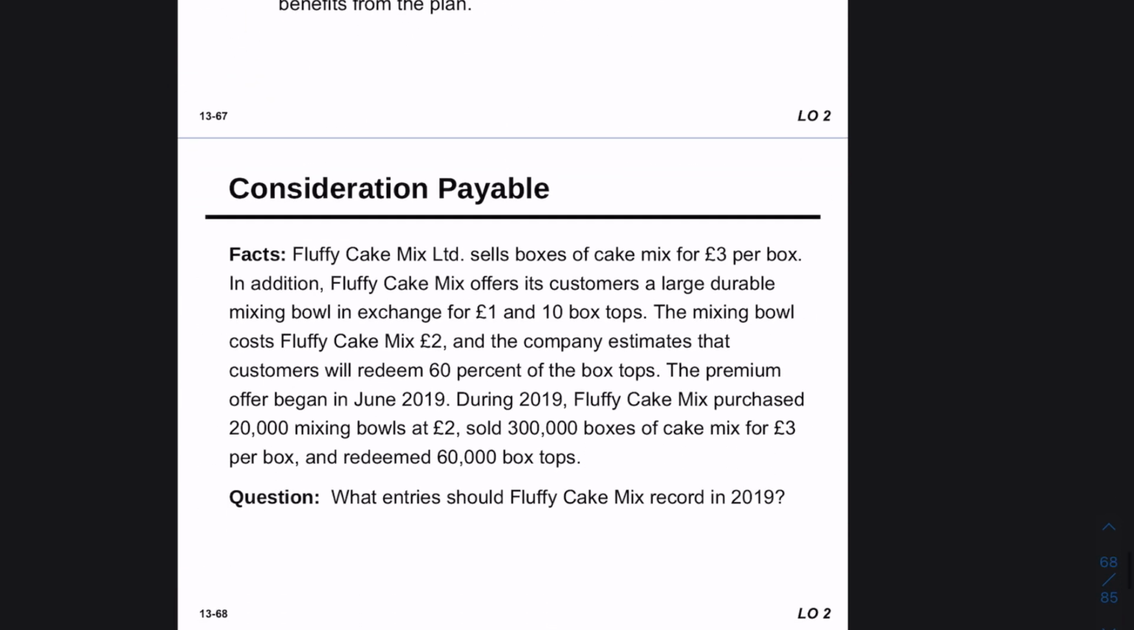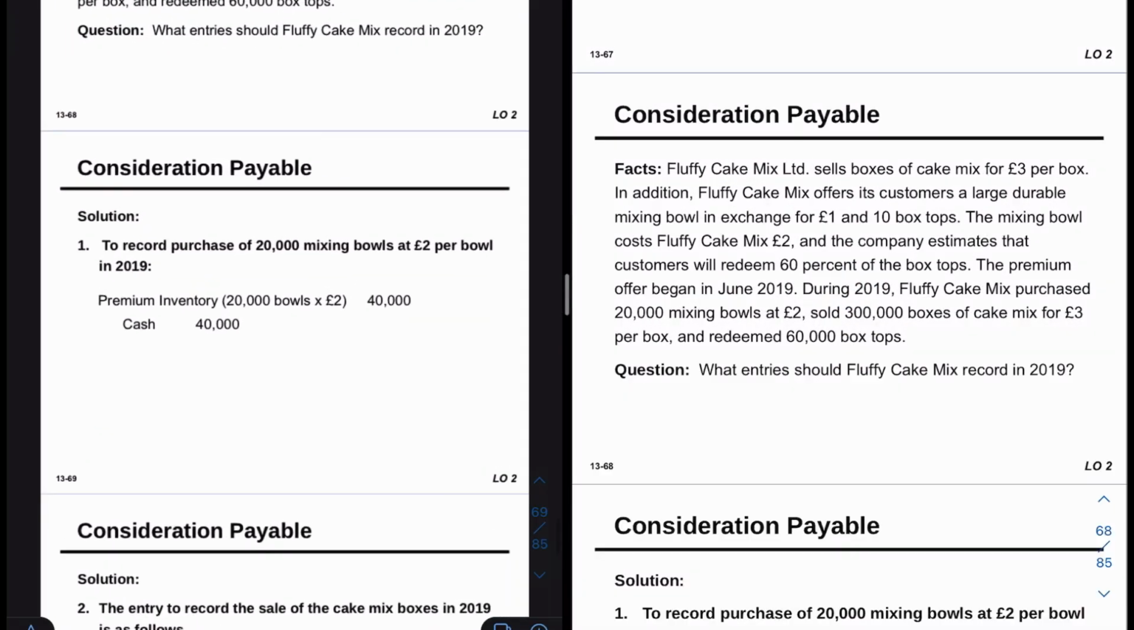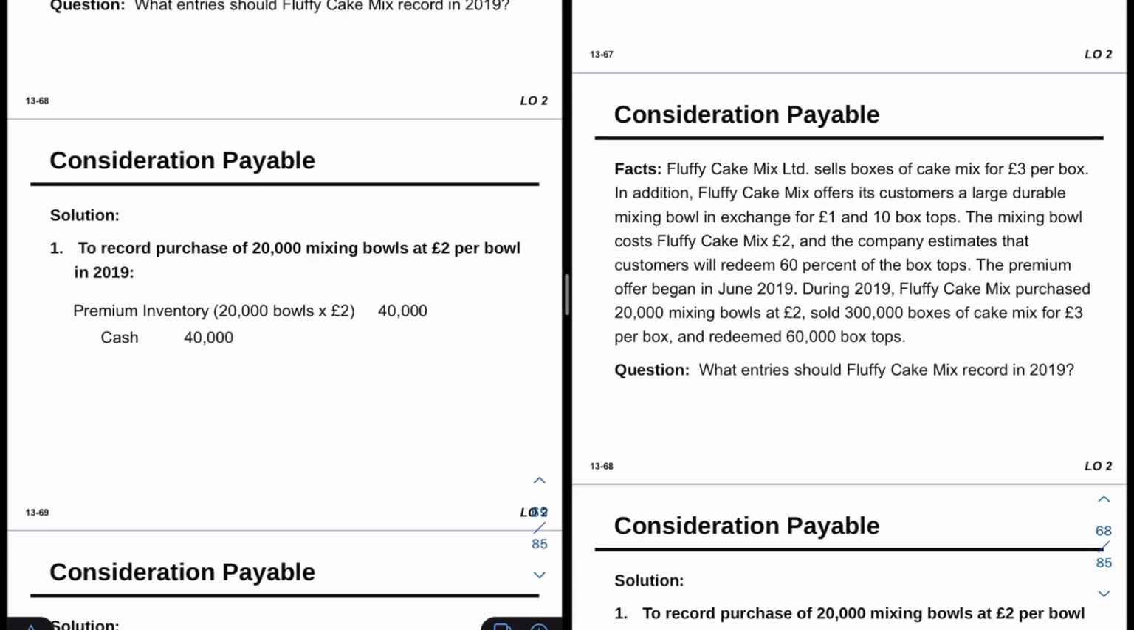So here we'll have an example of consideration payable. Fluffy Cake Mix sells boxes of cake mix for €3. In addition, Fluffy Cake Mix offers customers a large durable mixing bowl in exchange for €1 and 10 box tops, which means for 10 box tops you only have to pay €1 instead of €3. The mixing bowl costs Fluffy Cake Mix €2. So the original cost is €2, but you're offering your customers the bowl for €1 and 10 box tops.